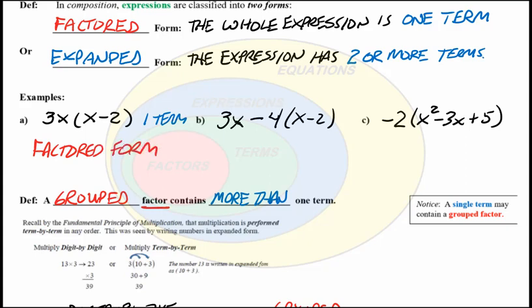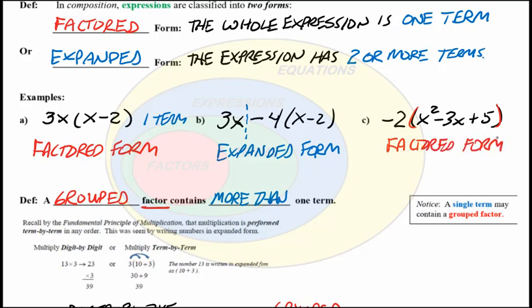If we look at the next expression in B, right away we notice that this negative sign is splitting another term. So this actually has two terms, so this is expanded form. And the last expression, if you notice, it's -2 times the parentheses, which are grouping all of these terms. So this is actually just one term. So this is factored form. I just wanted to talk about that. So when you hear me saying things like expanded form and factored form, you'll get the idea.